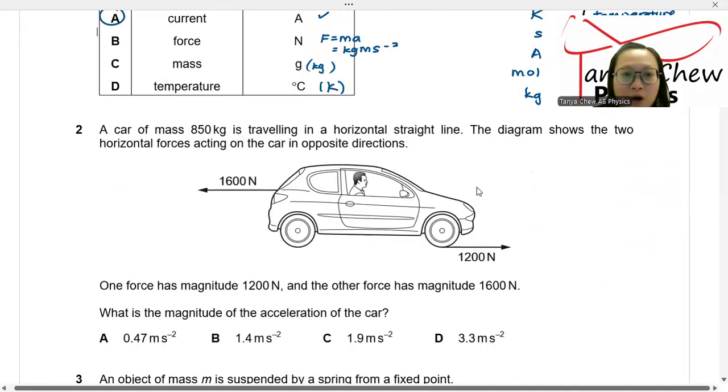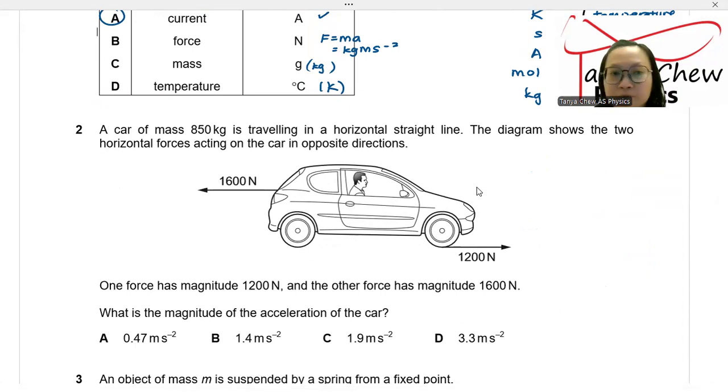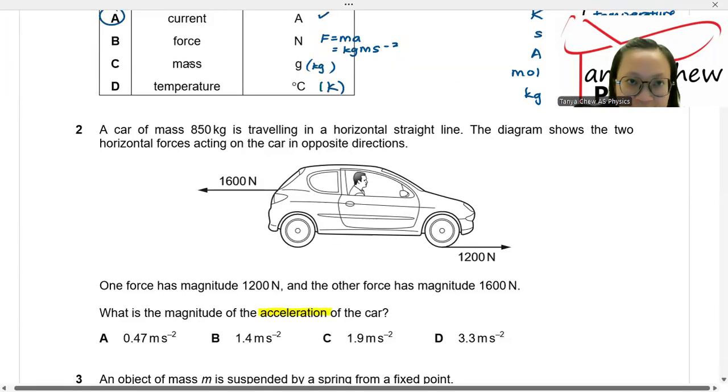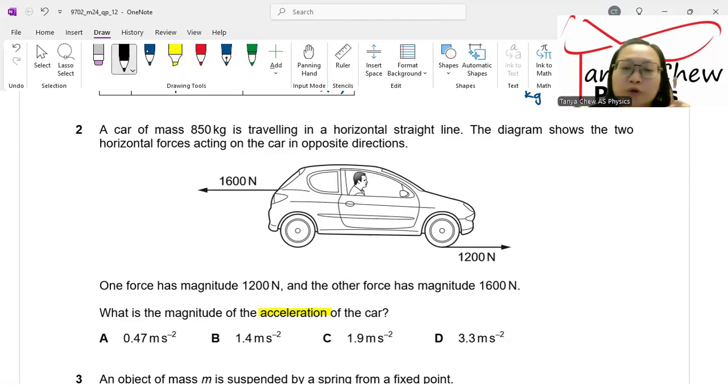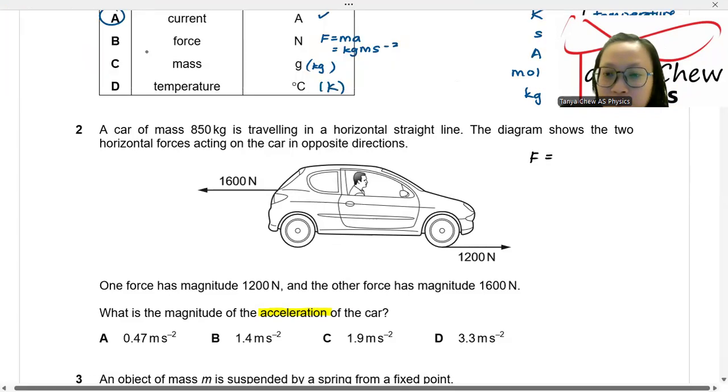Number 2, a car of mass 850 kilograms is traveling in a horizontal straight line. The diagram shows the 2 horizontal forces acting on the car in opposite directions. One force has a magnitude of 1,200 Newton and the other force has a magnitude of 1,600 Newton. What is the magnitude of the acceleration of the car? When you see the word acceleration, you have to find the value of the resultant force, because resultant force gives rise to acceleration.